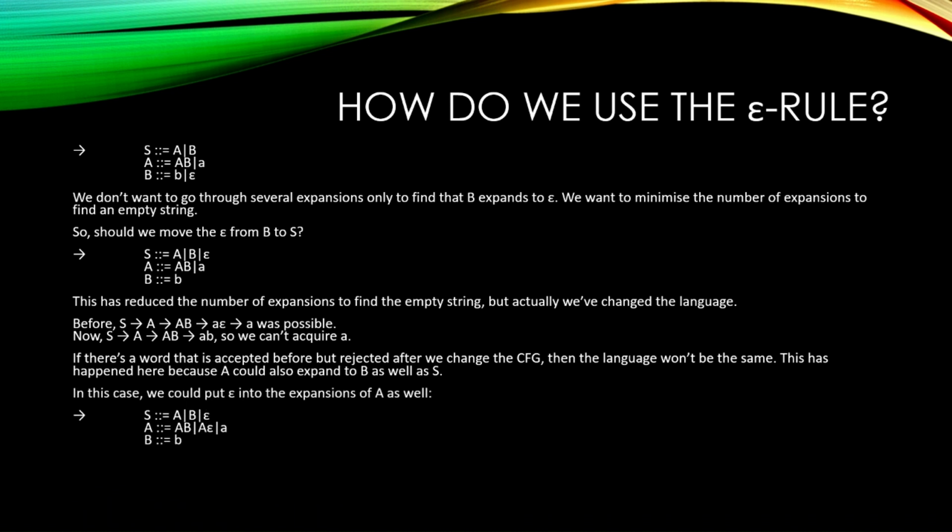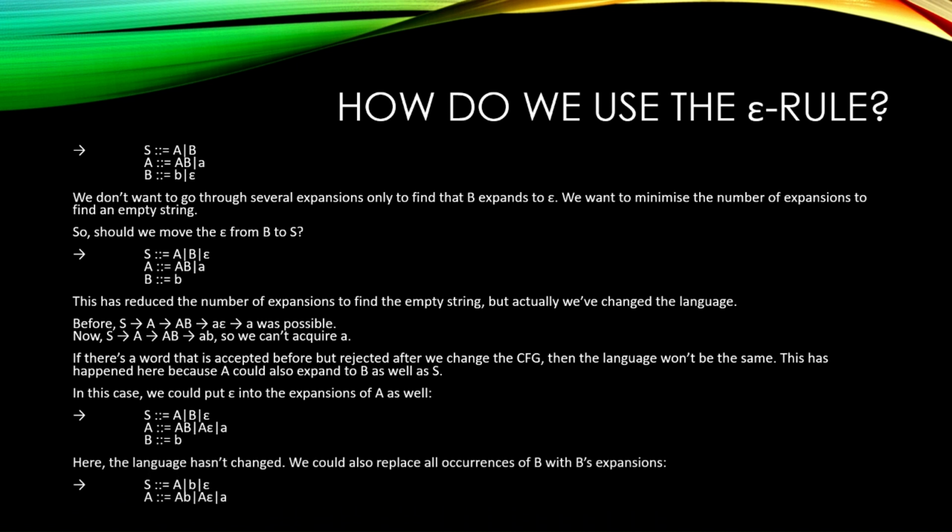So in this case, we could put epsilon into the expansions of A as well. So instead of just having A expands into variables AB, we could add variable A epsilon, just like we did when we shifted the epsilon to S. So here the language has not changed. So we could also replace all occurrences of B with B's expansions. So instead of just moving the epsilon, we could move the variable B itself.